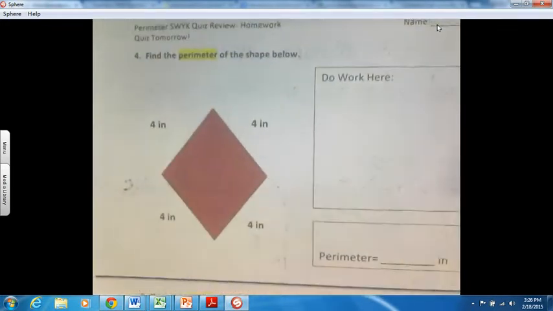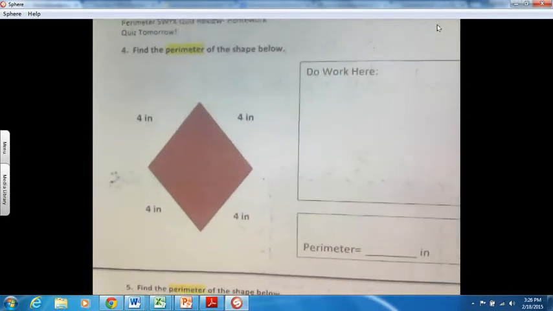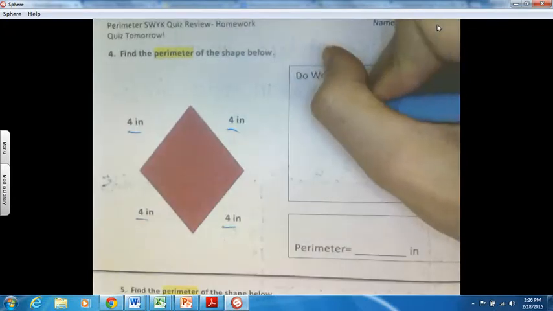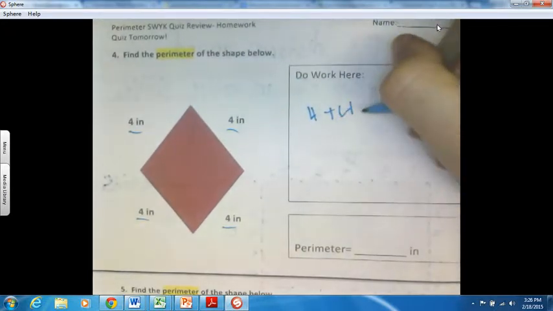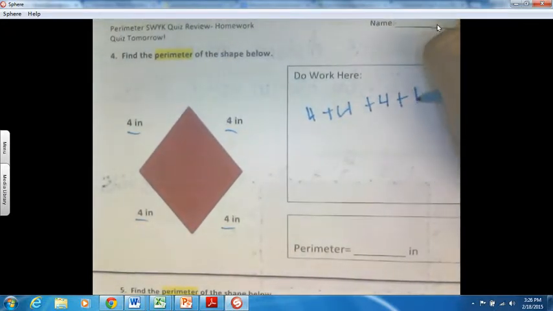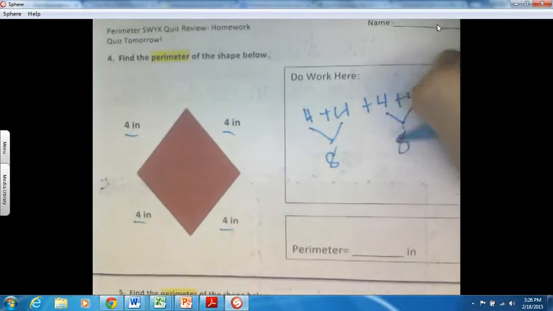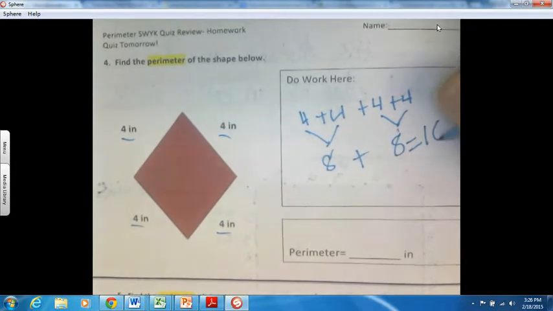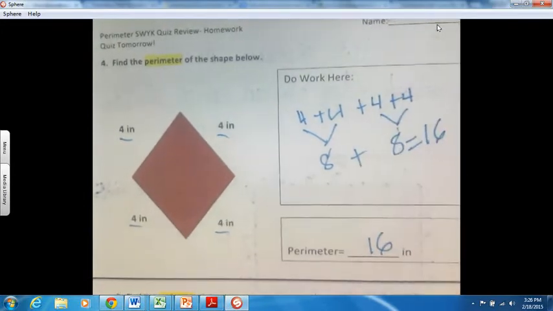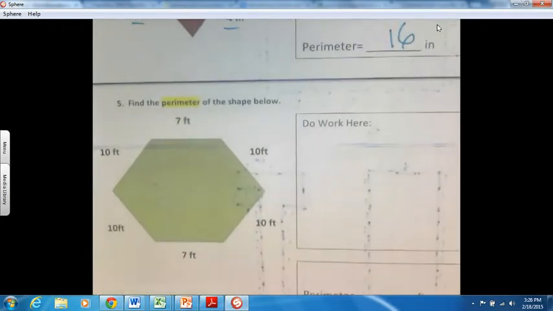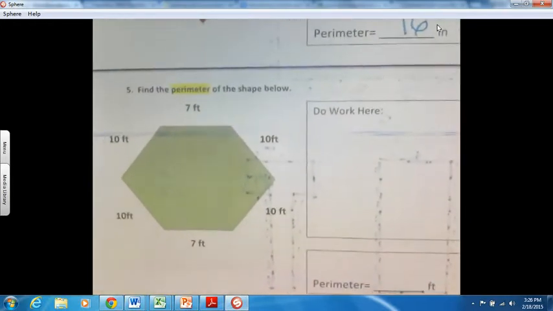Alright, find the perimeter of the shape below. I know to find perimeter, all I have to do is add up all the sides. Right? So I'm going to do 4 plus 4 plus 4 plus 4 plus 4. I know that 4 and 4 is 8. And then 8 plus 8 I know is 16. So my perimeter is 16 inches. Super simple, right?